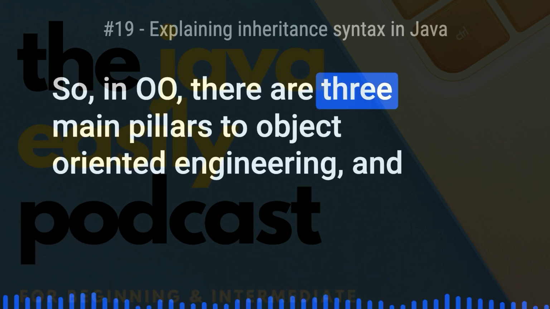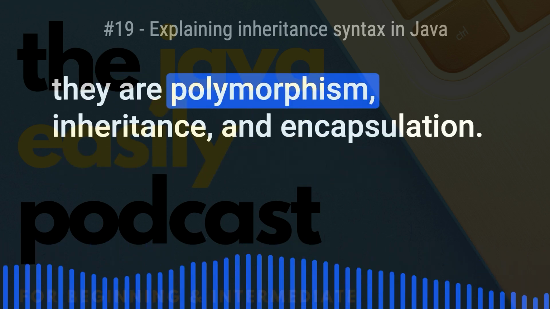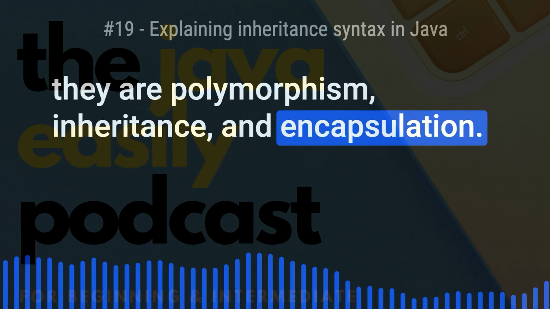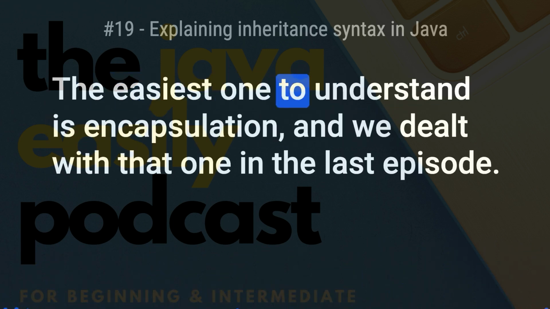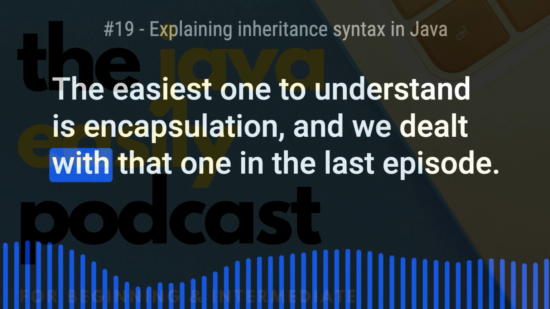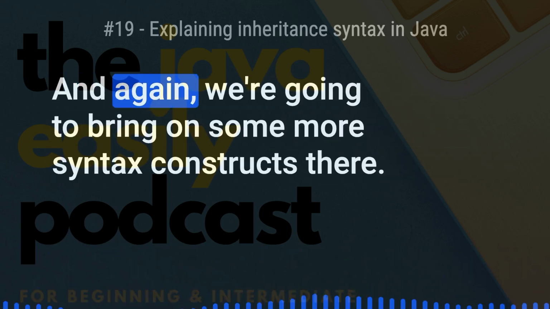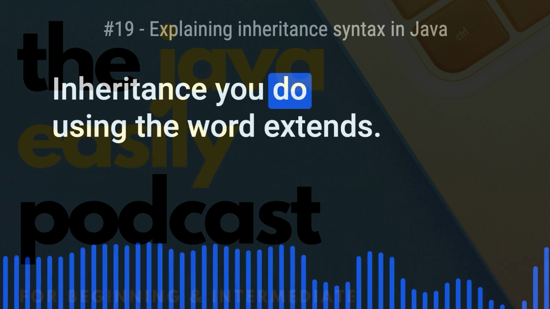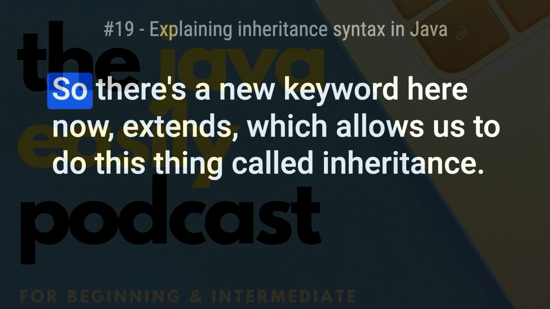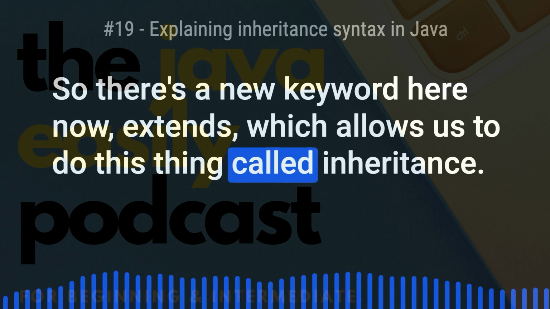So, in OO, there are three main pillars to object-oriented engineering, and they are polymorphism, inheritance, and encapsulation. You can remember this by the acronym PIE, P-I-E. The easiest one to understand is encapsulation, and we dealt with that one in the last episode. So the next one to look at is inheritance. And again, we're going to bring on some more syntax constructs there. Inheritance, you do using the word extends. So there's a new keyword here now, extends, which allows us to do this thing called inheritance.